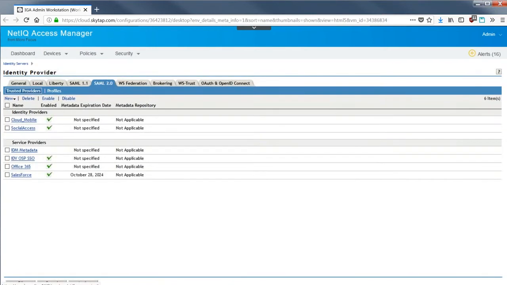SAML 2.0 is probably the most prevalent and the most popular amongst many of the SaaS providers. I believe in our video, we even configured one of those. It's also important to point out that we see a list of identity providers and service providers both here, because we can act as either of those. Traditionally, we're the identity provider, especially for the enterprise world, where they're owning the identities and it's the employees using it to access things like Office 365 or ServiceNow.